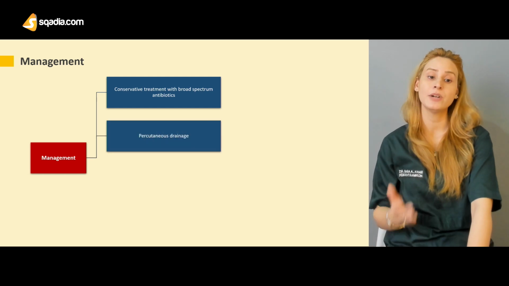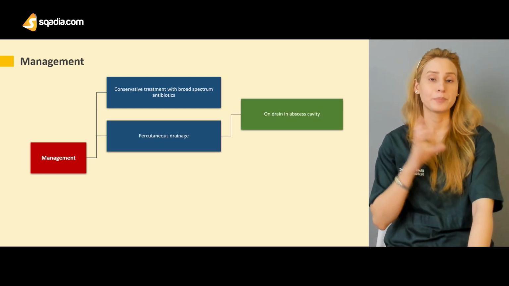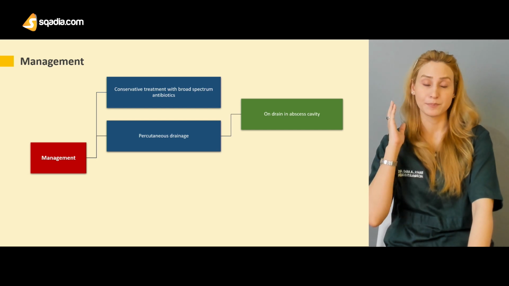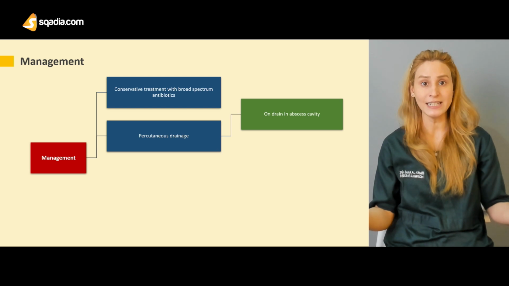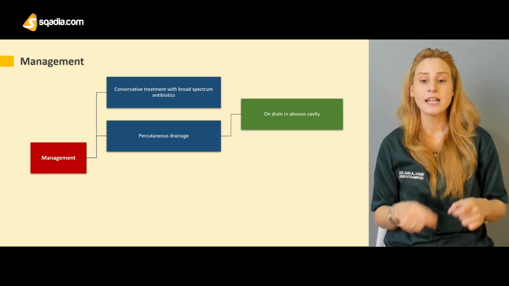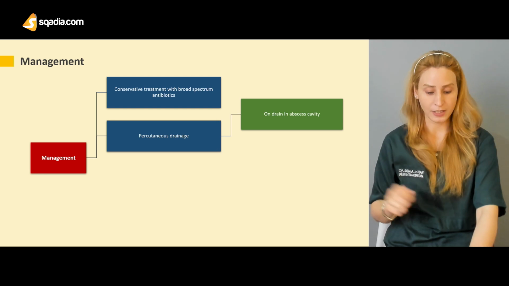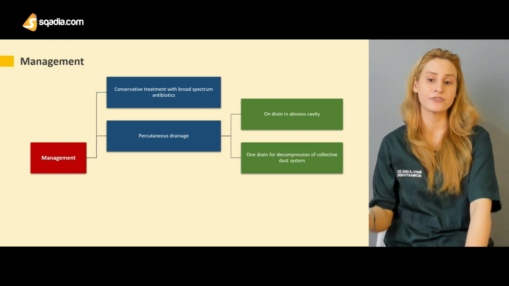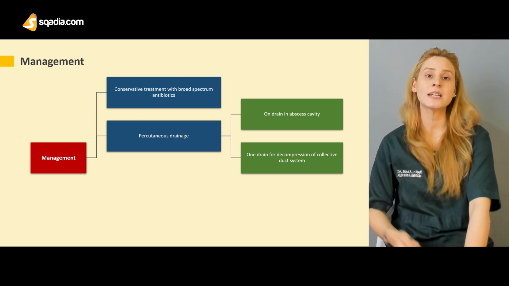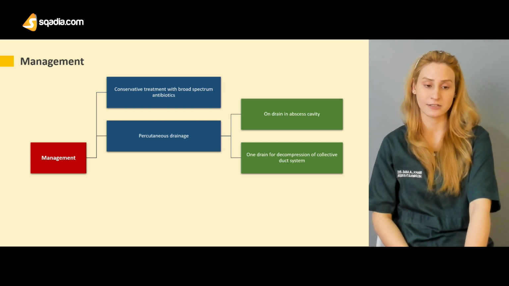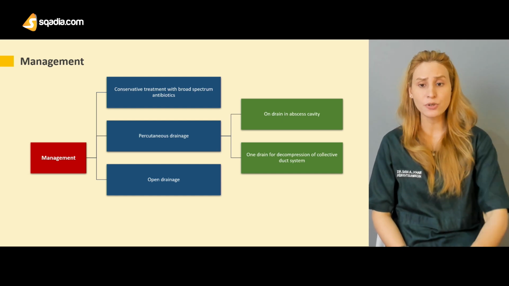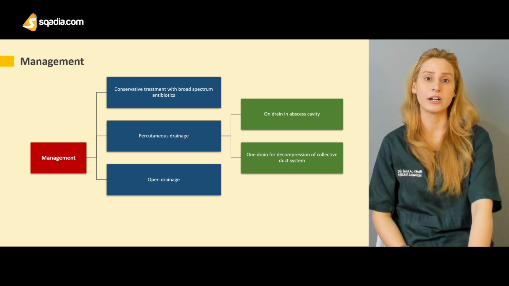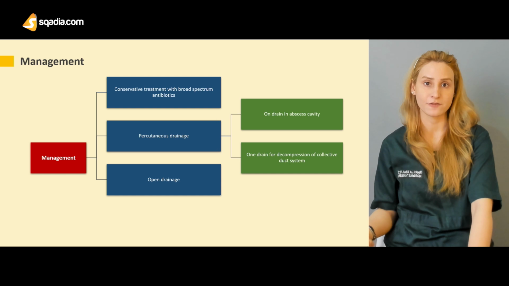I have already told you about percutaneous drainage. But in percutaneous drainage, you have to put two drains. One drain should be radiologically guided, like ultrasonographic guided drainage. So you can put one drain in the abscess cavity, and the other drain should be left there for decompression of the collecting ductal system. And then obviously you have the option of open drainage. That's how you are going to manage such a case of abscess formation.